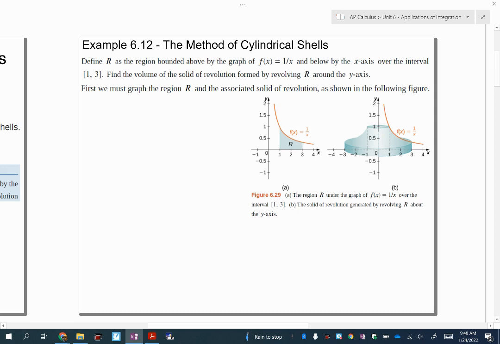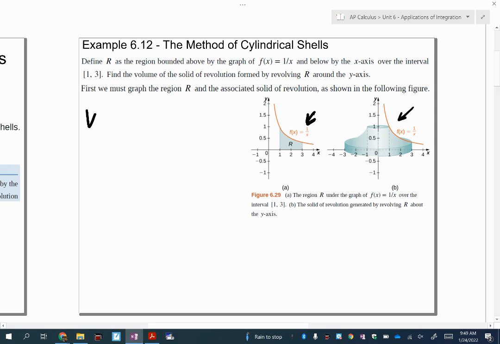All right, so here we have the function 1 over x, and we're looking at the area between 1 and 3 that's below this curve. If it was a problem just like this graphic in part A, that would be something we would have done in unit 5. But since we're going to be revolving this area under the curve around the y-axis, it creates this cylindrical shell.